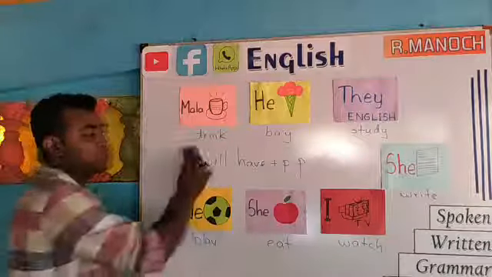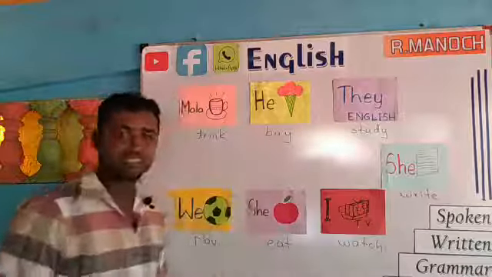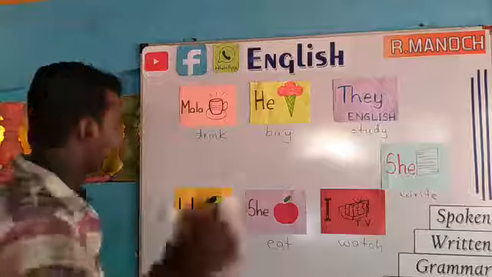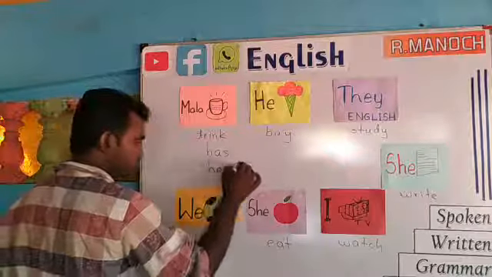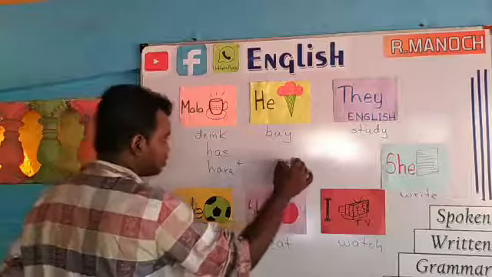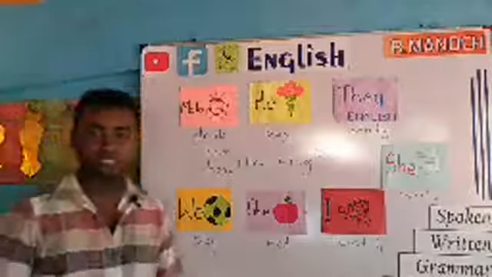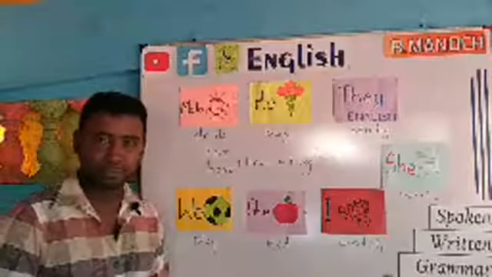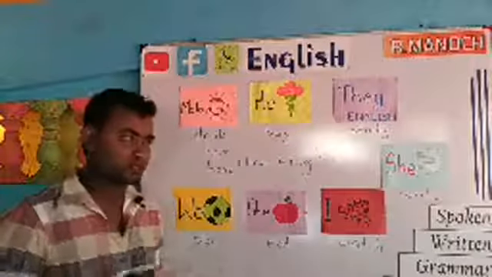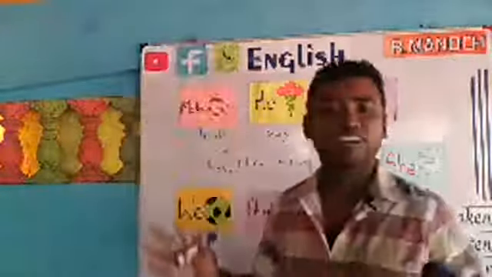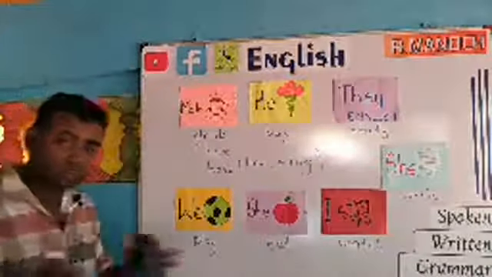Okay? Now let me move on to the present perfect continuous tense. What is the structure of the present perfect continuous tense? Let me tell you: has or have plus been plus ing. Let me repeat it. Has or have plus been plus ing. Just say it five times, and it will come: has or have plus been plus ing. Okay. Now let me move on to the sentences.